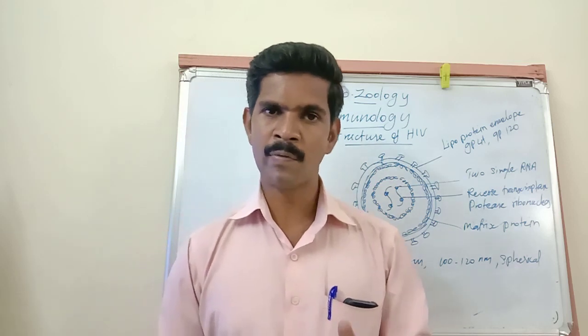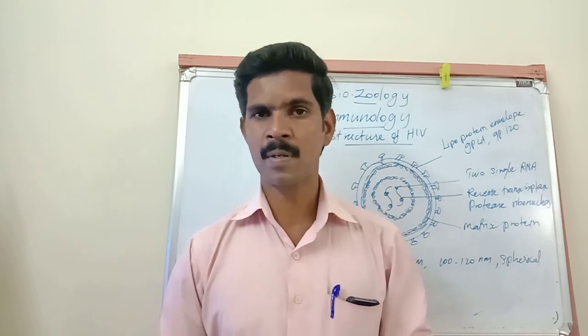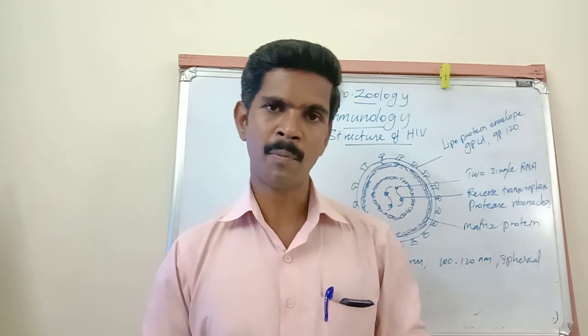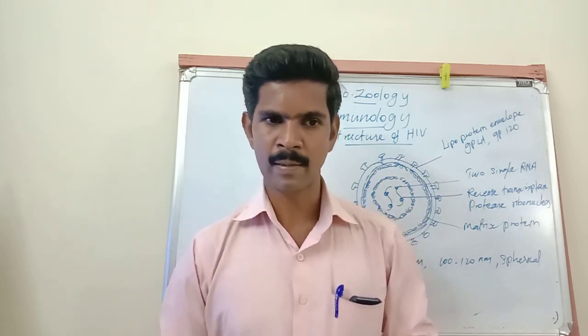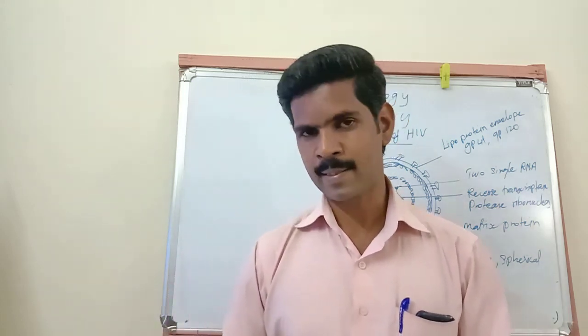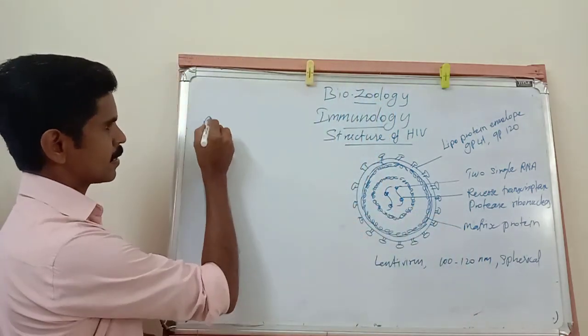Understand? So now we studied two points. First I gave the definition of immunodeficiency disease. Then I explained two types of immunodeficiency diseases and the reasons for these two types. Now you are going to study one important example of immunodeficiency disease, AIDS. So now we are going to study this AIDS disease.